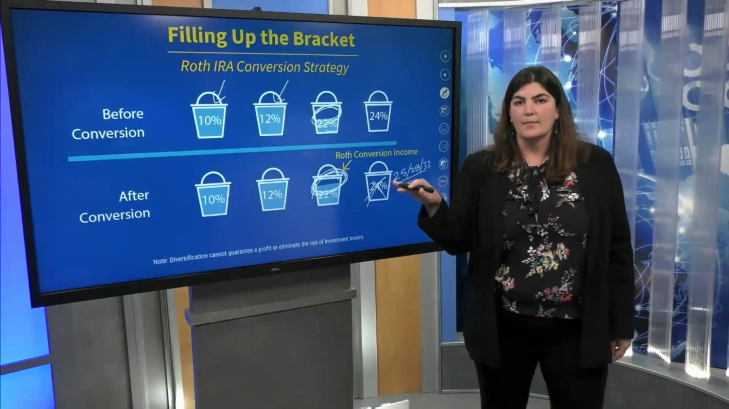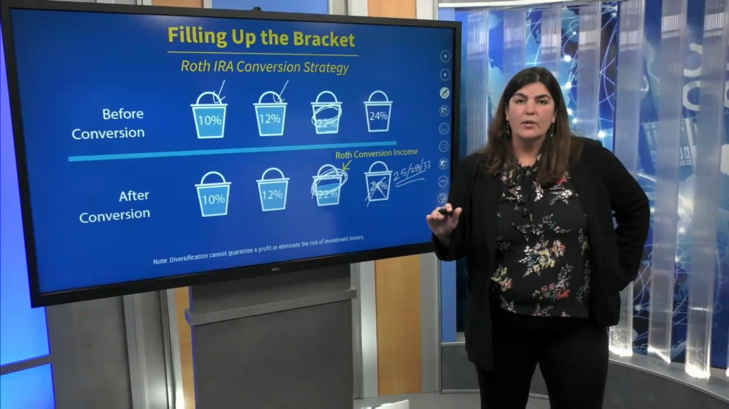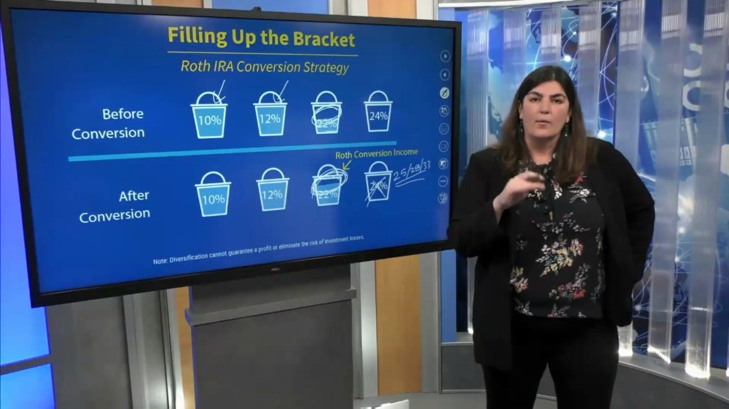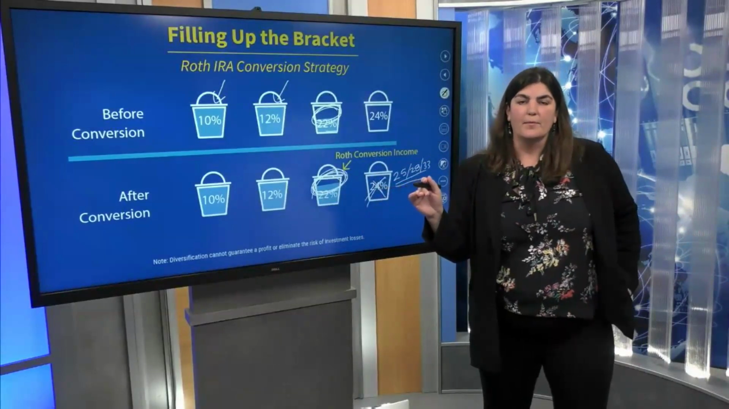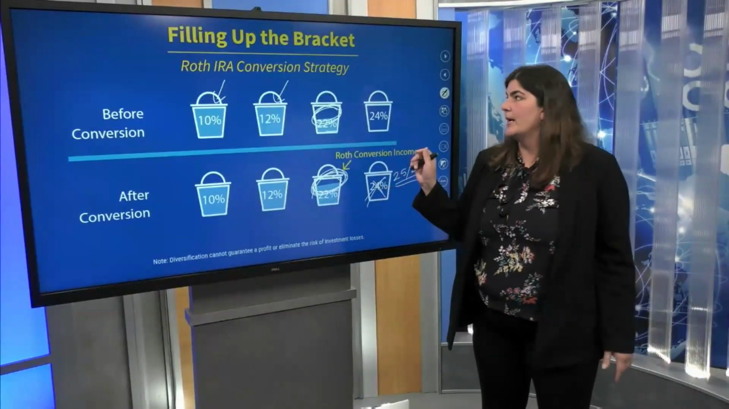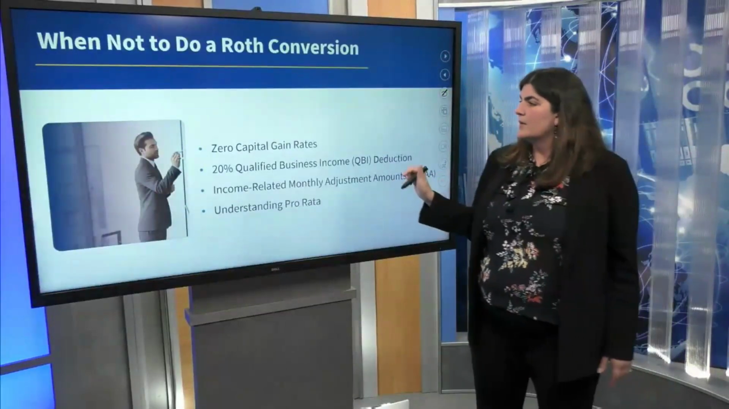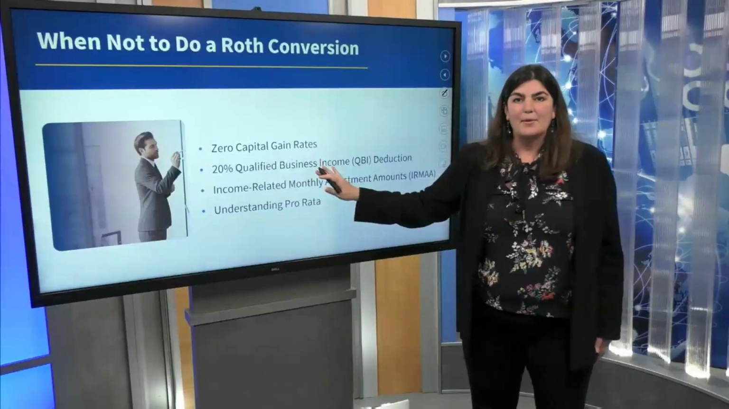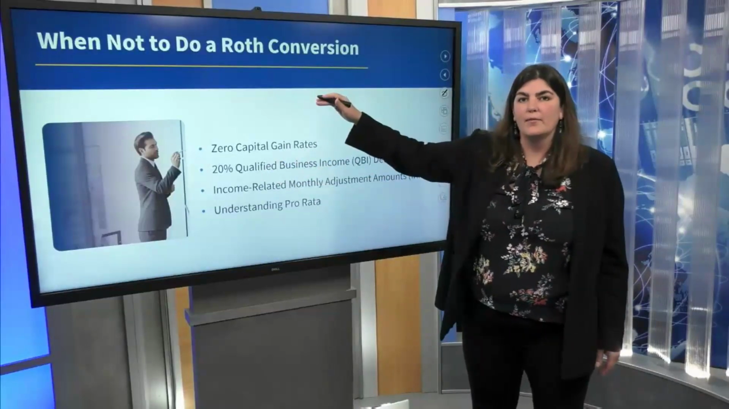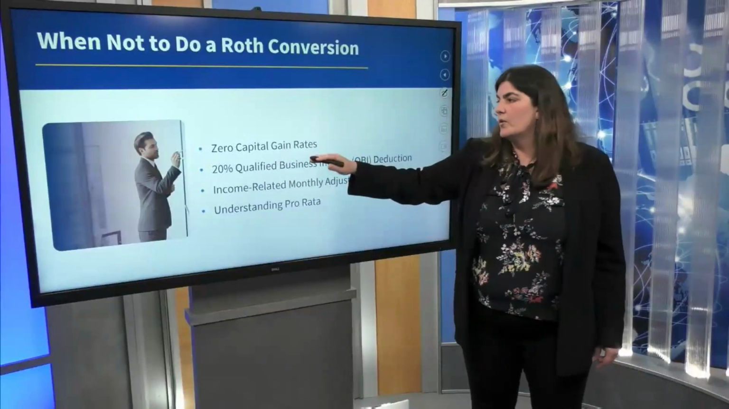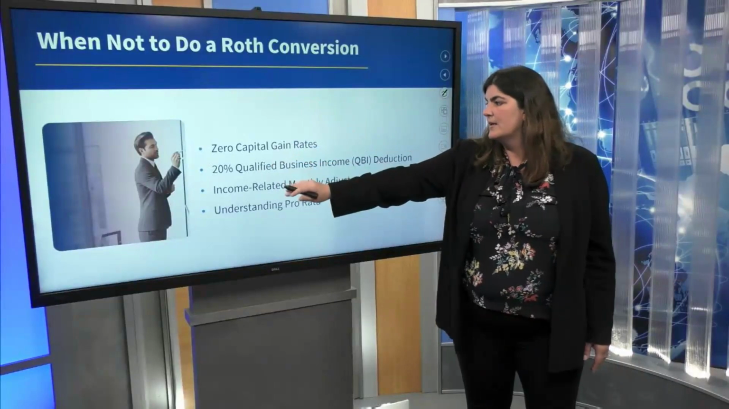Roth accounts are not subject to required minimum distributions. That's also new. Previously, 401ks that were Roth accounts were subject to required minimum distributions, but that has gone away. That 0% capital gains rate, it will get pushed up if you do a conversion. So you'll want to make sure that you preserve that sometimes if it makes sense.